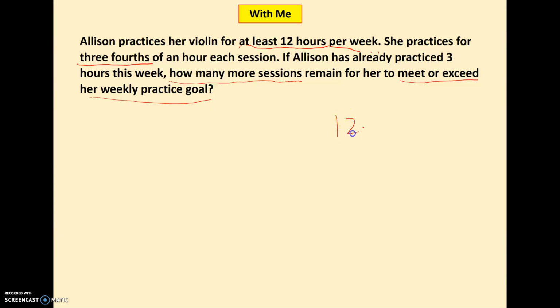So 12 hours, that's the lowest amount of hours that she can practice because it says at least. So that means she wants at least 12, so 13, 14, anything more than 12 is preferred. She practices for 3/4 of an hour, so that looks like a fraction, 3/4 of an hour. And she has already practiced 3 hours this week, plus 3. So the inequality should be greater than or equal to, because again, you want more than 12 hours. Anything more is great. So we would simply subtract the 3 first.